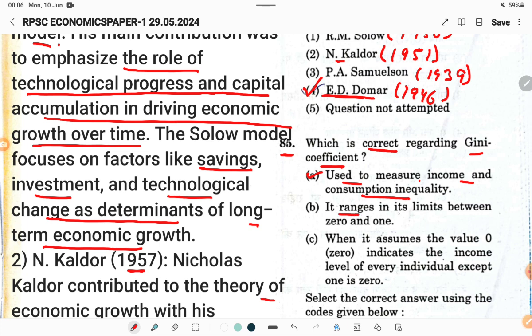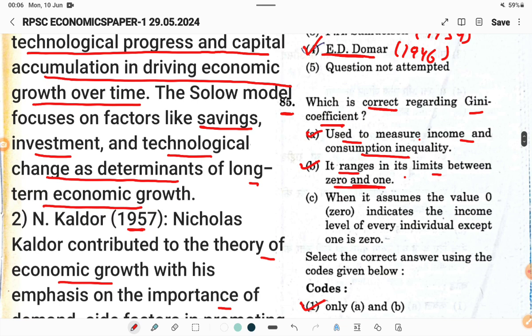And next B is it ranges in its limits between 0 and 1. So this is also a right statement here, because we already discussed 0 represents the perfect equality and everyone has the same income or consumption, and 1 represents the perfect inequality. One person has all the income or consumption, everyone else has none.